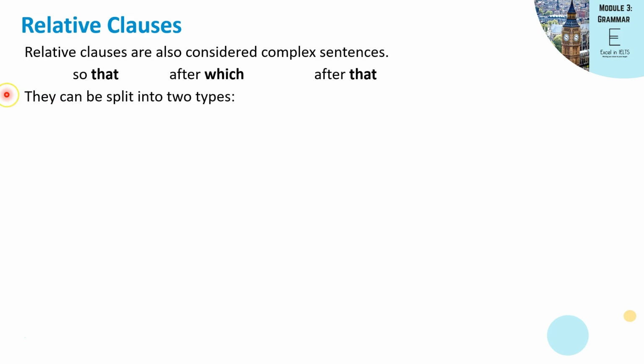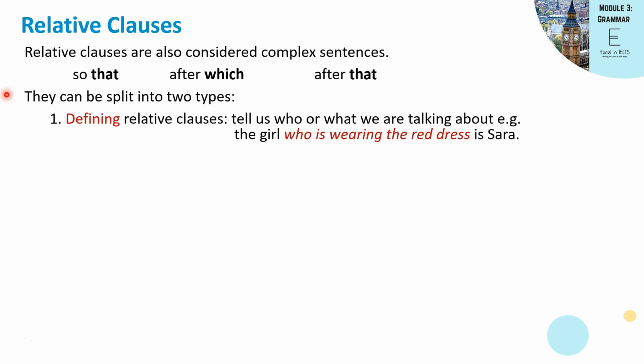Just to quickly go over the basics, relative clauses can be split into two types. The first is a defining relative clause, and this tells us who or what we're talking about. So when the subject is quite general, like here, the girl is quite general, then you need a defining relative clause to say who you're talking about. So the girl who is wearing the red dress is Sarah.